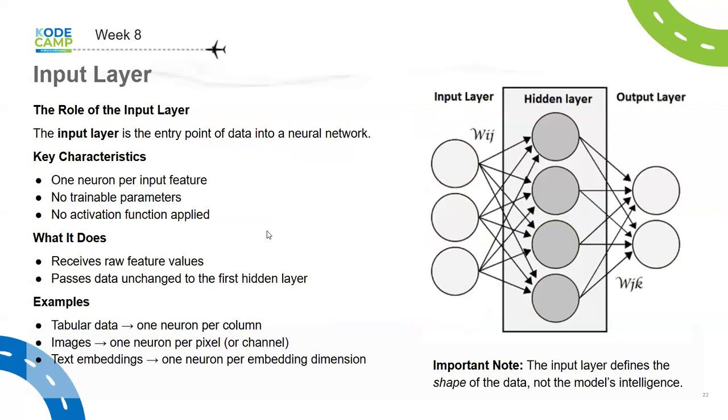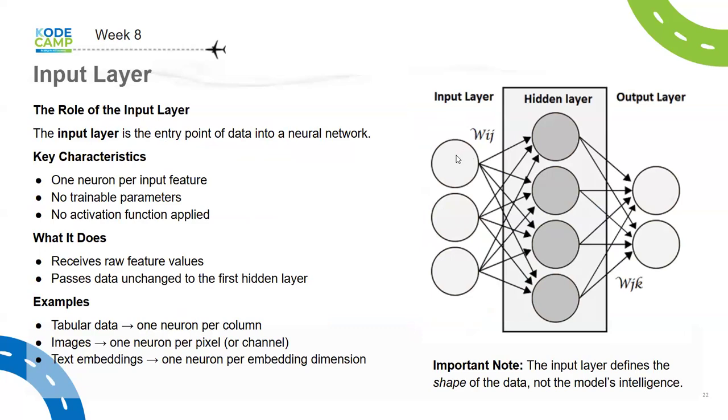So what's the input layer? Let's look at each of them one at a time. The role of the input layer is just an entry point for data, right? The key characteristic of the input layer is that you have one neuron per input feature. So in the input layer, each neuron represents a single feature.